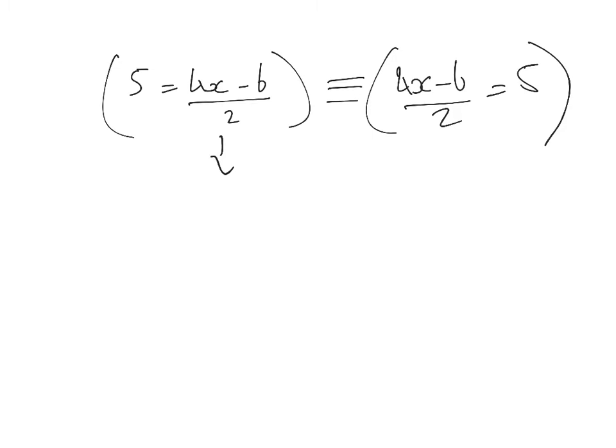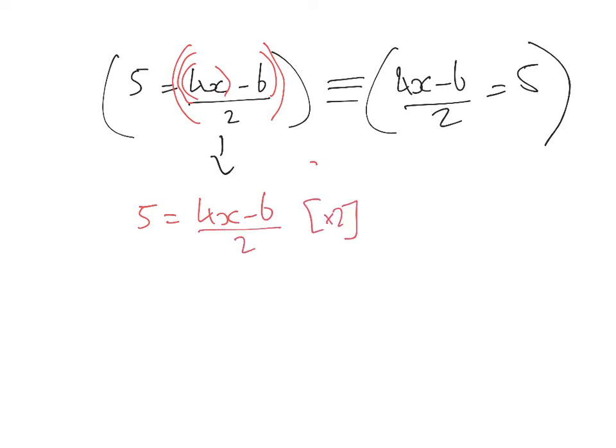Okay, so let's do what we did last time. So x is being times by 4. The result of that is having 6 taken away, and the result of that is being divided by 2. So we're going to do the inverse of it, working backwards. So the first thing we want to do is get rid of this denominator, which is a division by 2. So we're going to times by 2. So let's see, 5 equals 4x, subtract 6 over 2, and we are going to times by 2 both sides.